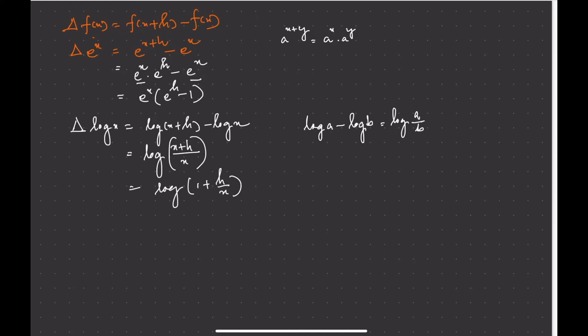Okay, then next, the forward difference of sine of ax plus b. What is this? This is nothing but sine of a into, instead of x we replace x plus h, plus b, minus sine of ax plus b.